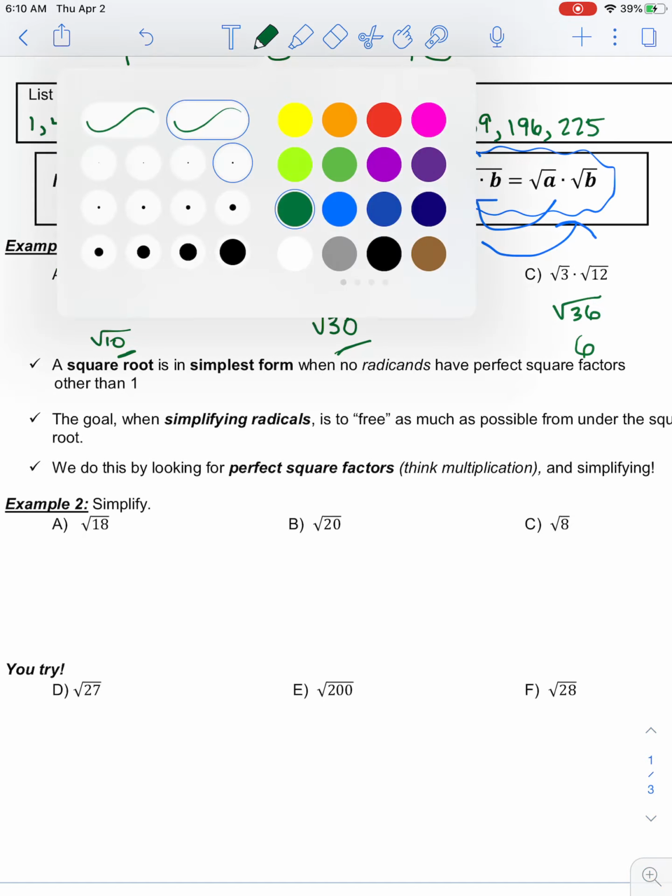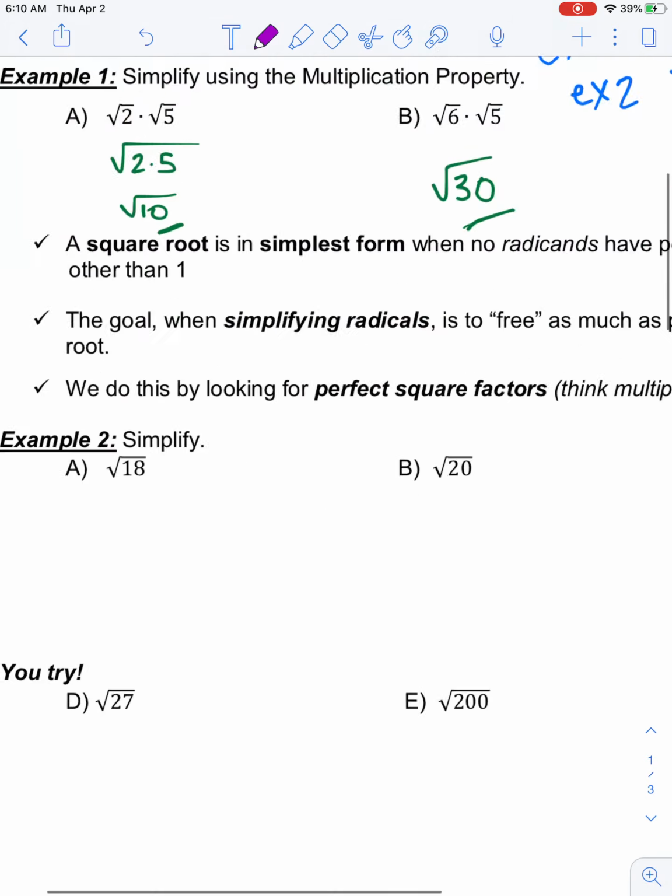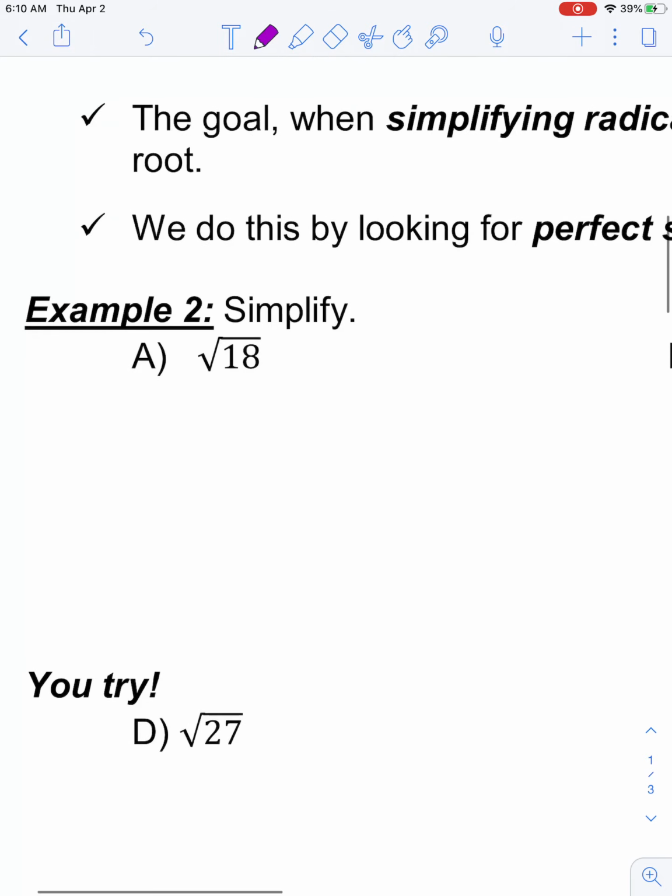So let's look at some examples, and then this should make a little more sense. Now with root 18, I know 18 is 6 times 3. So is this equal to root 6 times root 3? Yes. However, can I take the square root of 6? No. Can I take the square root of 3? No. So breaking it down by these two numbers doesn't help out at all.